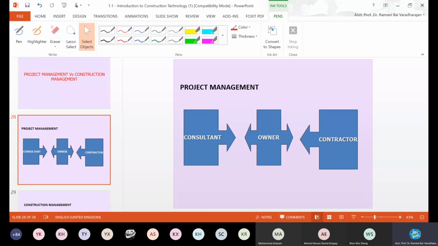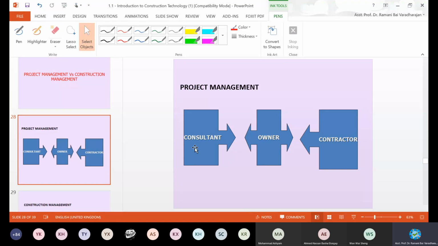Okay, let's continue with the project management. For now, project management in my time and your time, in my father's time, they define project management like this. It has 3 parties: consultant, owner, and contractor. Consultant, owner, contractor. Consultant starts.